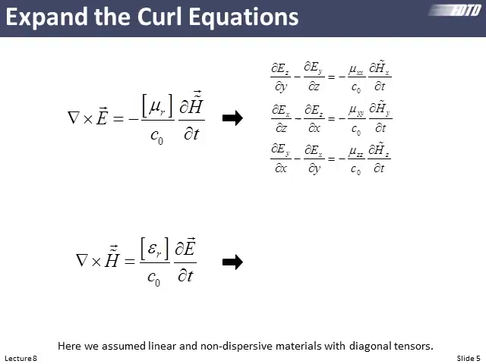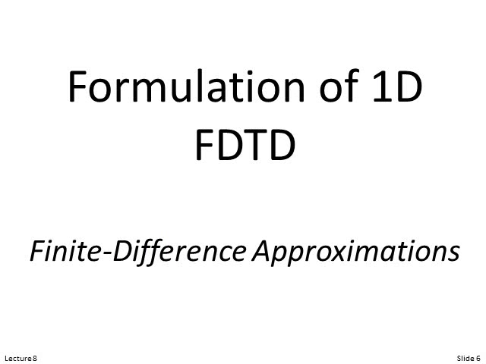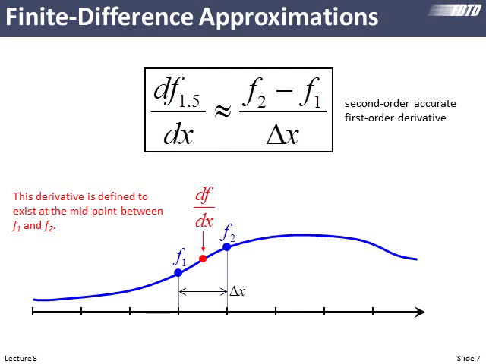The next thing we did was take our curl equations and expand those into a set of 6 partial differential equations that are now ready to be processed and analyzed. We then introduced a finite difference approximation. We have derivatives in Maxwell's equations, but we only know our field values at discrete points. So how can we estimate our derivatives based on knowing field values at discrete points?